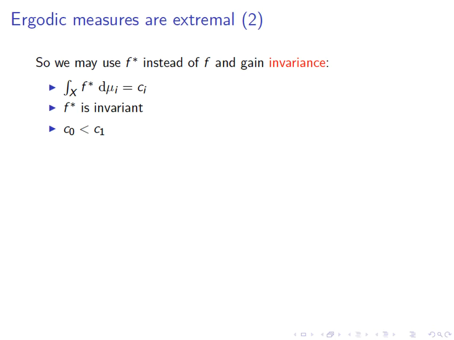I'm cheating a little bit because f star is probably not continuous, but it still distinguishes between them as in the first and third point here on the slide right now. And what we gain by doing this, of course, is that now f star is invariant. So let's define a set of points E0 to be the set of all points where f star is less than or equal to C0.